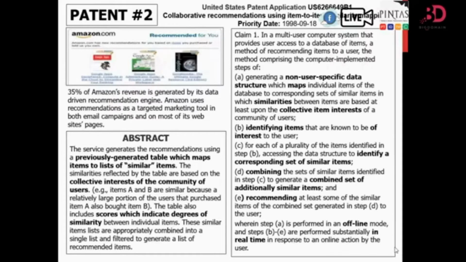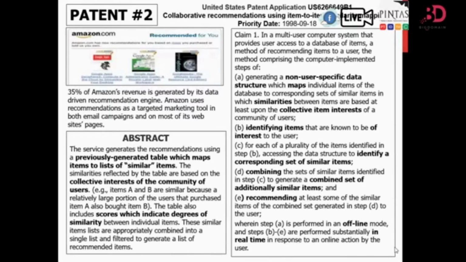They have a table. Inside the table, they have similar items, right? These similar items are actually selected based on the collective interests of a big community of users. So let's say item A and item B, they are considered similar because a lot of buyers that purchase A also purchase B. So if the same buyers purchase the same items together, they will be collated into a table of similar items.